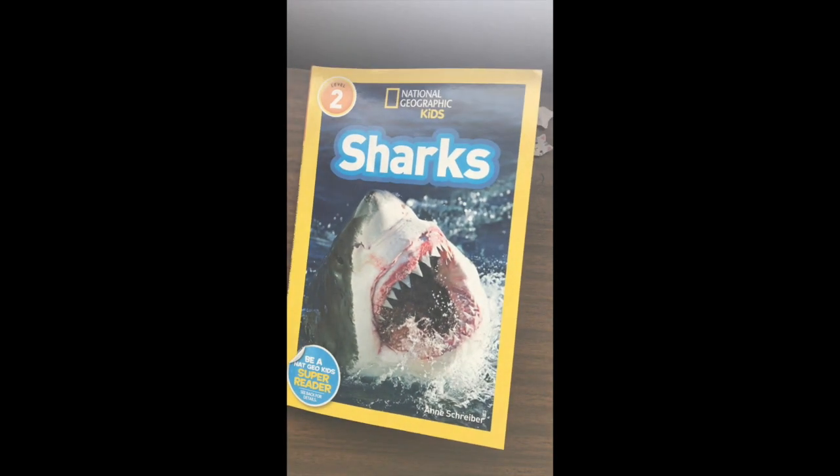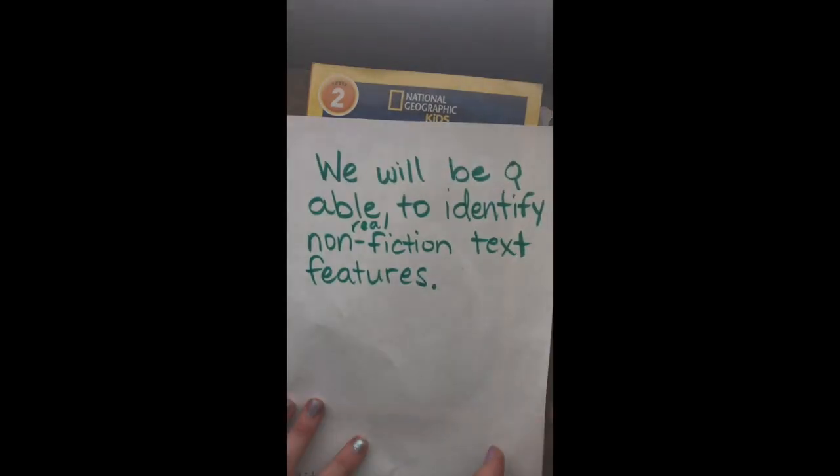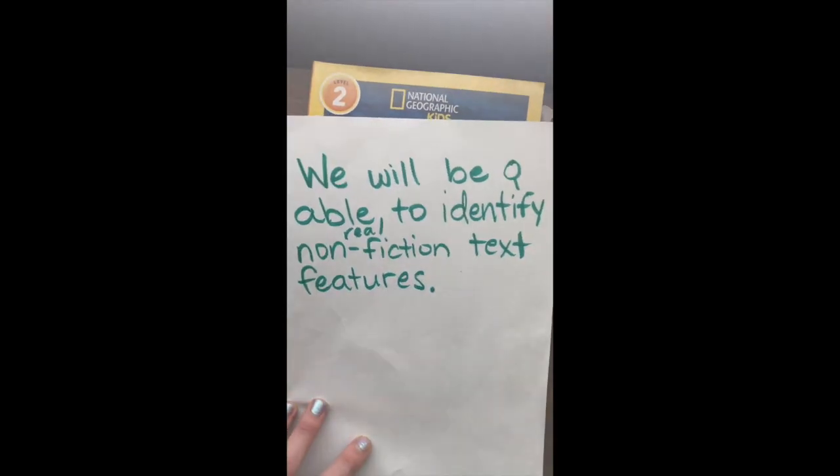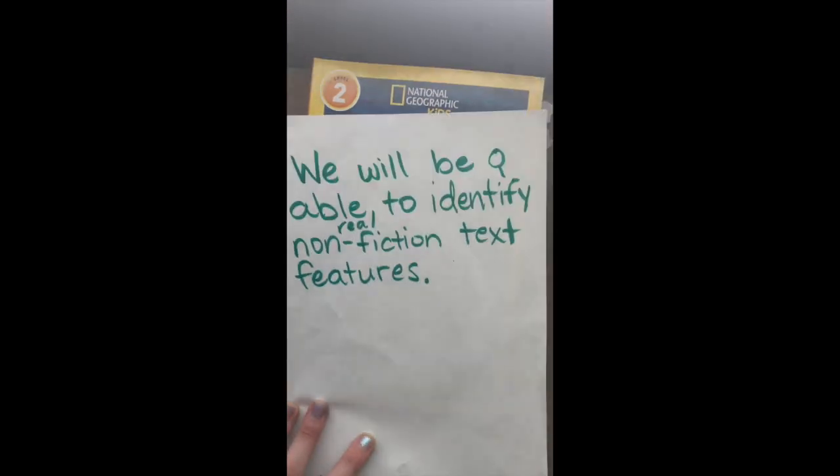So let's remember what our goal is one more time. We will be able to identify nonfiction text features. So you're going to be looking for them. Have fun.